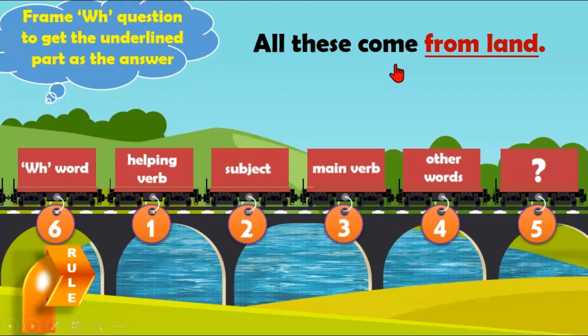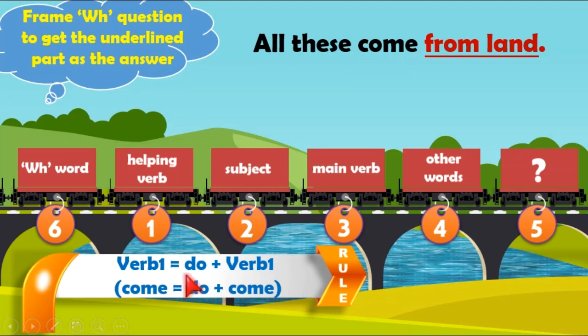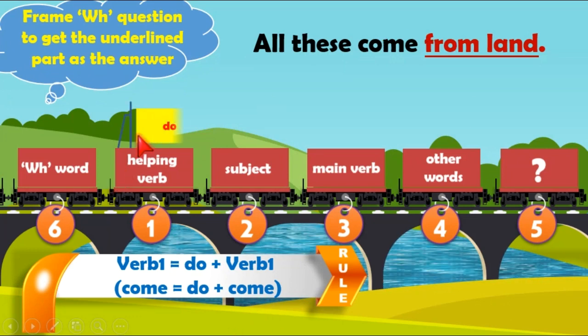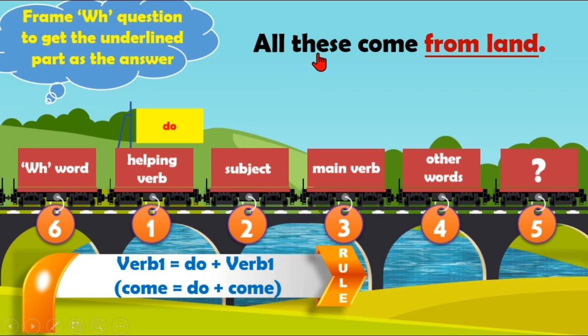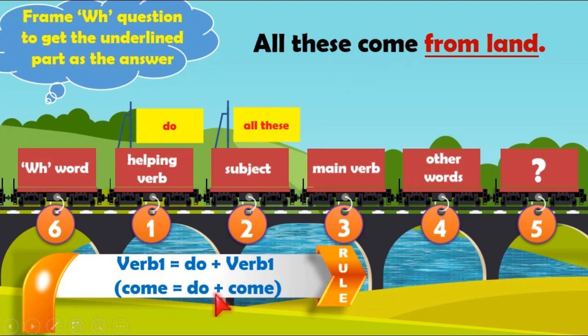How can we split this word? Look, verb 1 is equal to do plus verb 1. That means come is equal to do plus come. So what is the helping verb here? Do. Then the subject, all these. Then the main verb. What is the main verb? Come. You have split it, come.